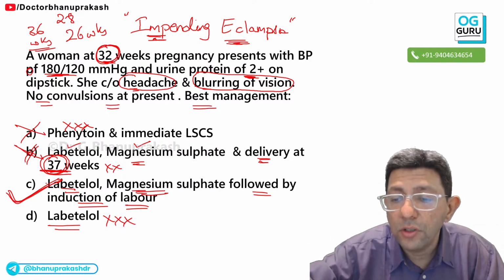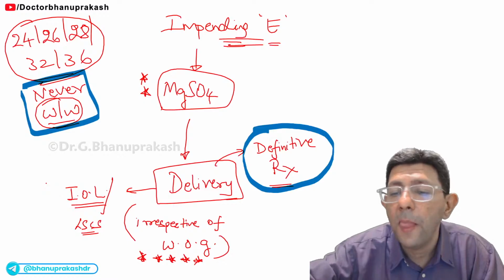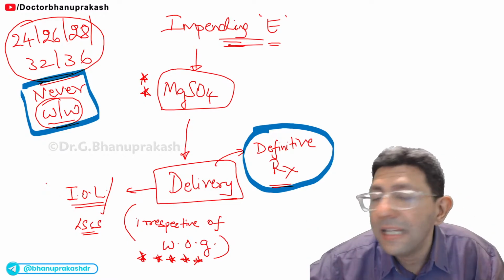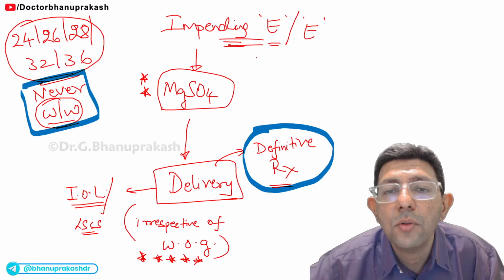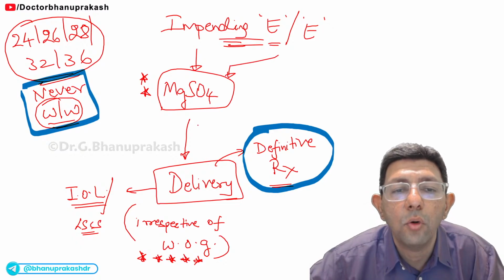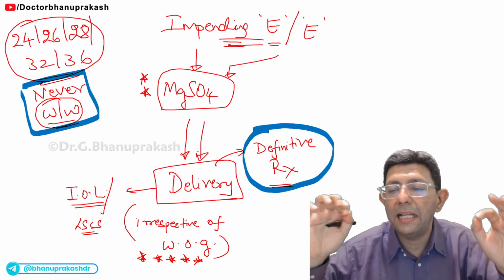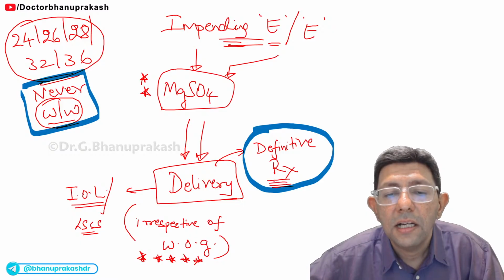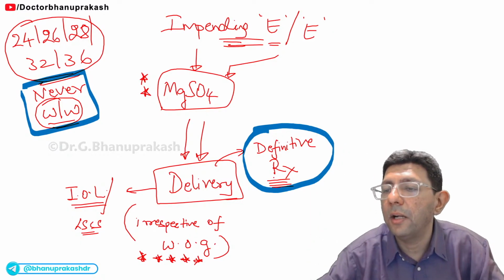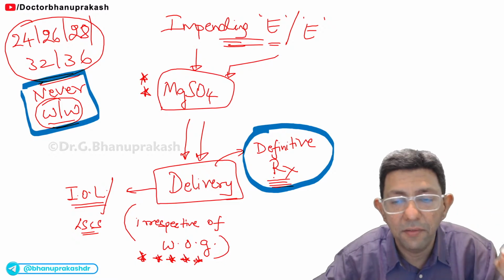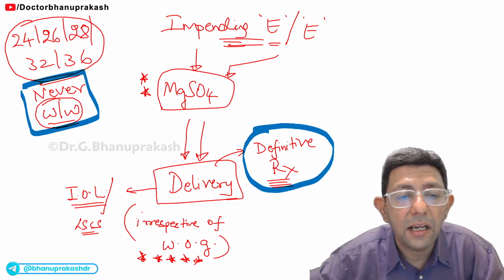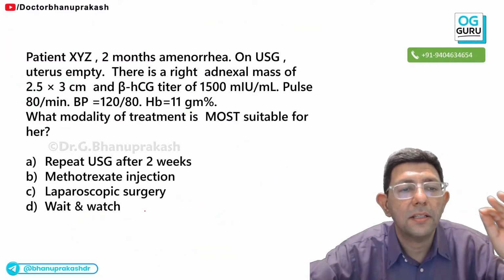Yes, so never wait and watch. And similarly, my dear student, if it is actual eclampsia, also the same flow chart, magnesium sulfate and immediate delivery, because delivery is the definitive treatment. Is that clear to all of you? So definitive treatment is delivery. Delivery करना ही है irrespective of weeks of gestation. So very important topic, max self and all that.